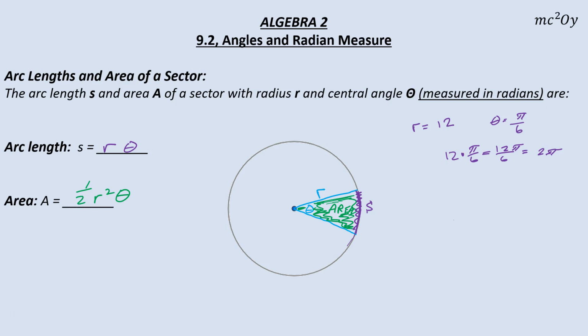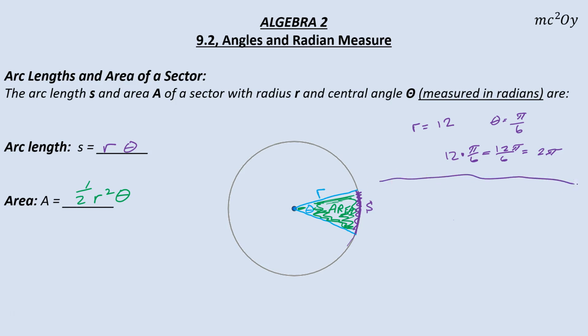Okay, you only get a portion of it, right? 2 pi is about 6.28, so we only get a piece of that radius. We don't get the whole thing. It's not the entire length, because this length is different than this. But when you're measuring in radians, you're measuring based upon the length of your radius. Okay, and same thing with area. You're taking a piece of it.